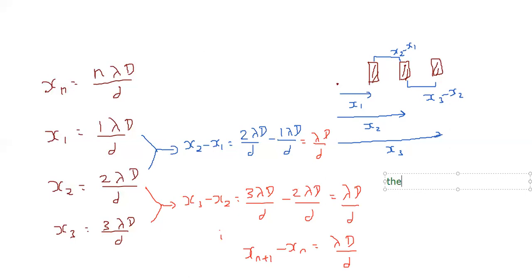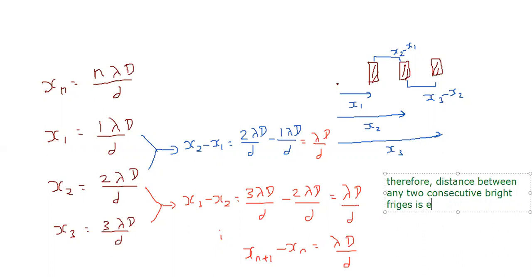Therefore, the distance between any two consecutive bright fringes is equal to lambda capital D by small d. Step 2 is over. Please ask me any doubts in the steps.